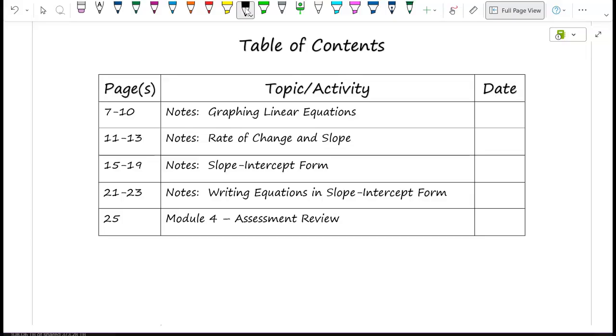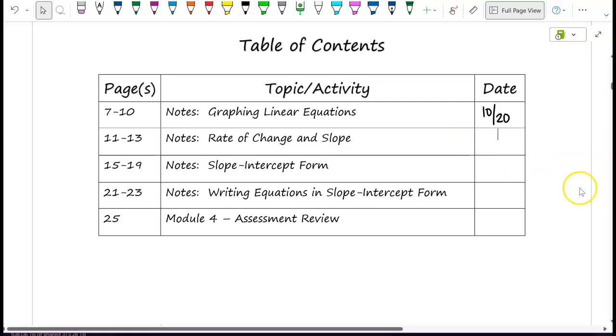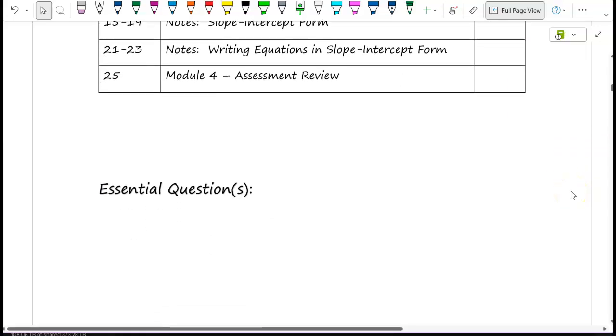So we're going to put the date of 10/20 in there. And then we're going to stay on that page because we have to add our essential questions. We just have 2 this module.